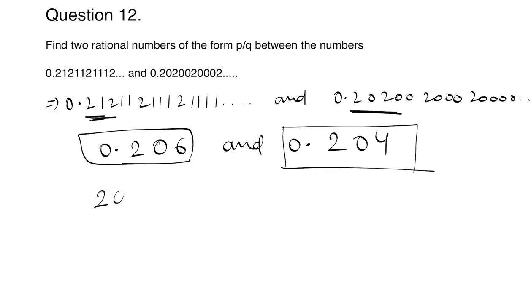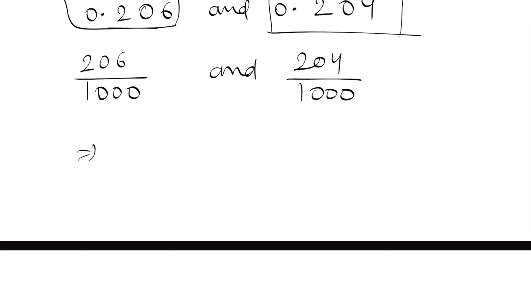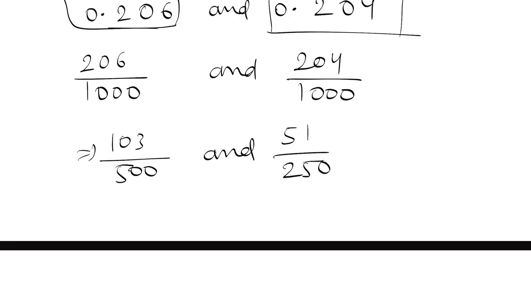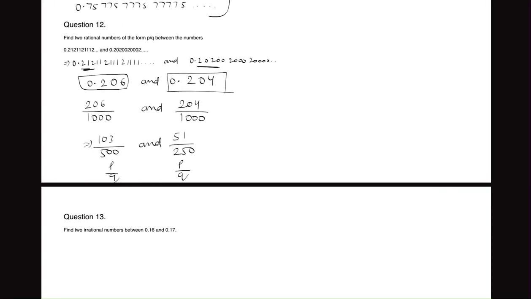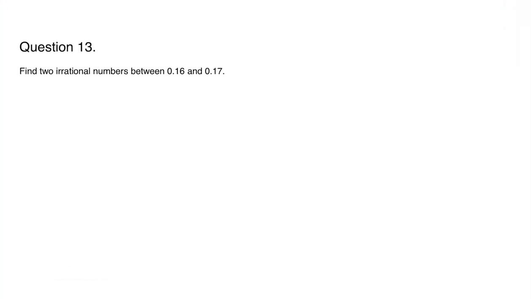So we can write it as 206/1000 and 204/1000, which equals 103/500 and 51/250, which is in the form of p/q, and this is also in the form of p/q.